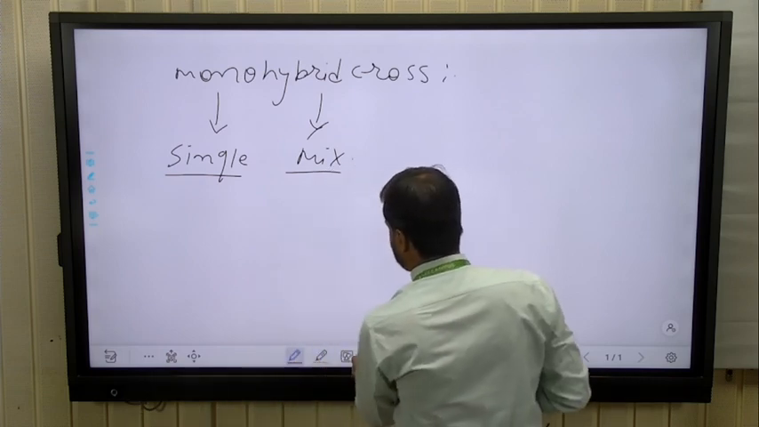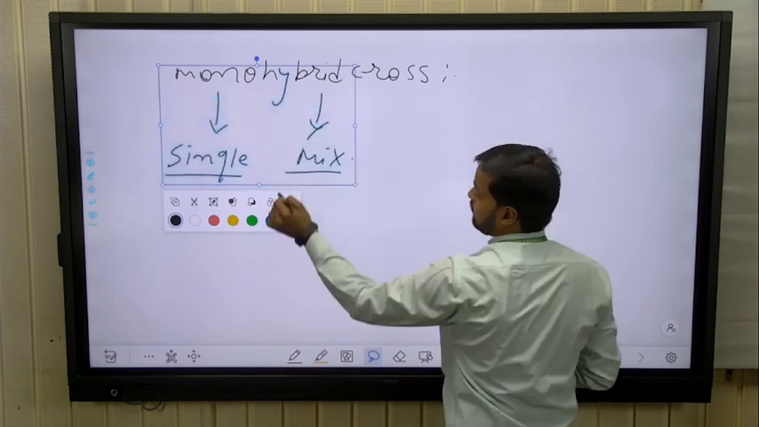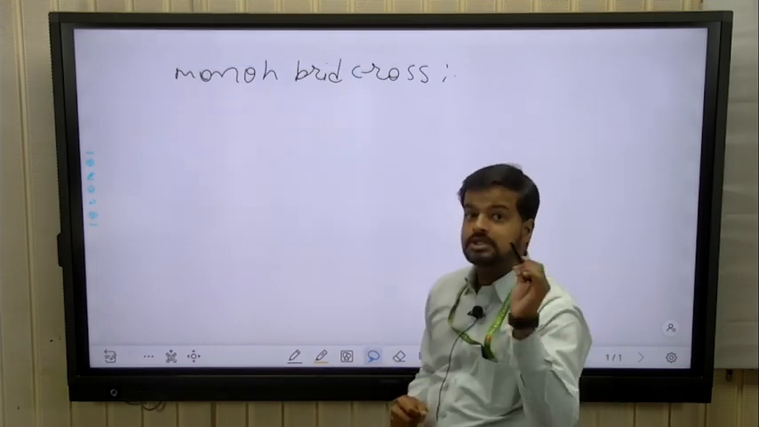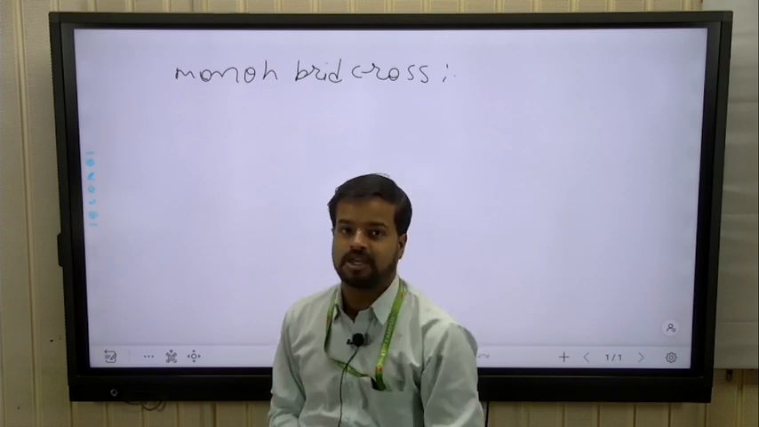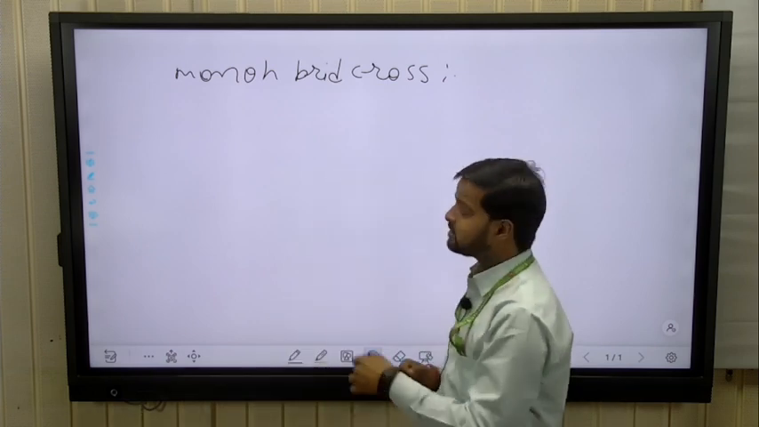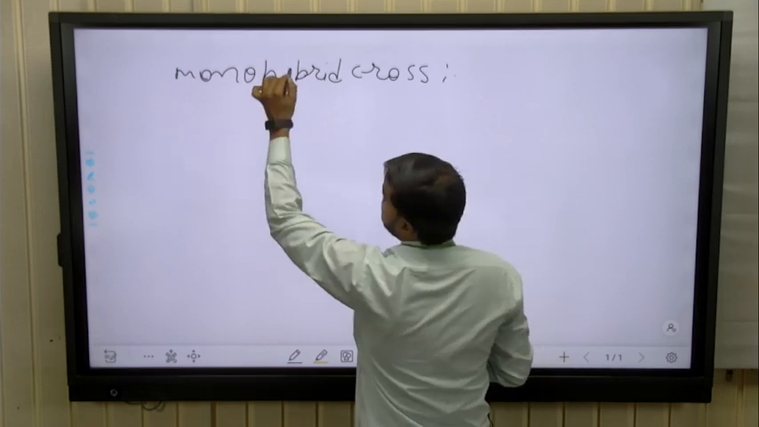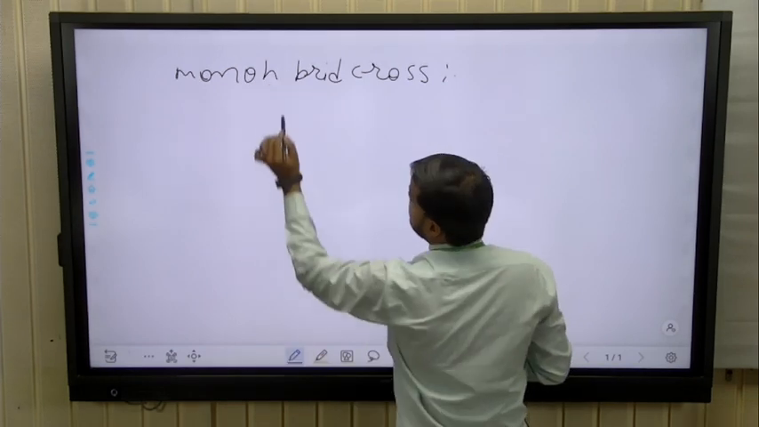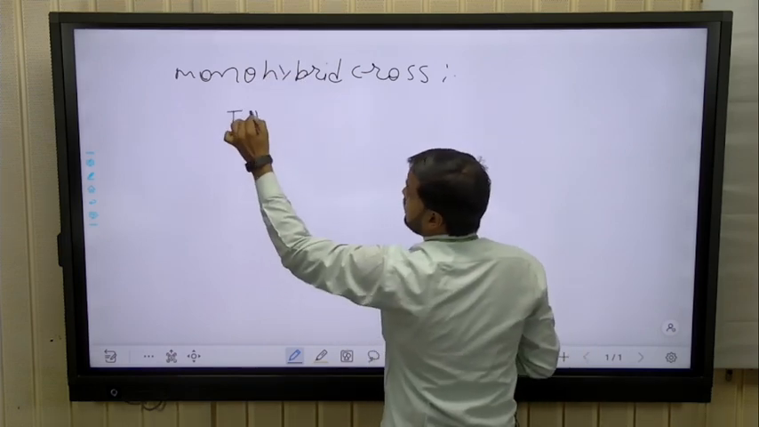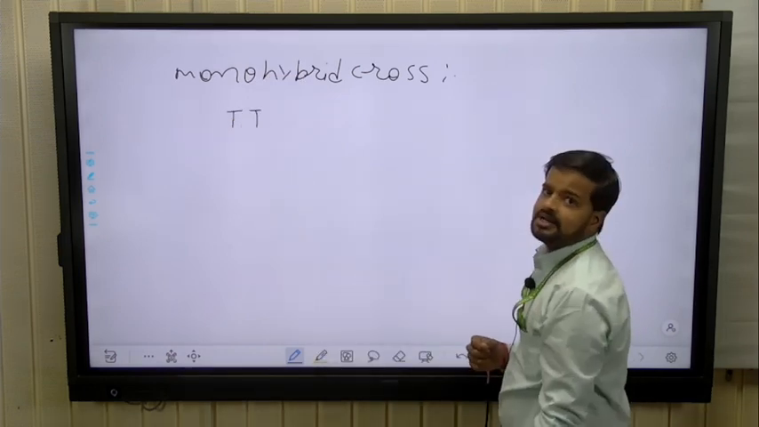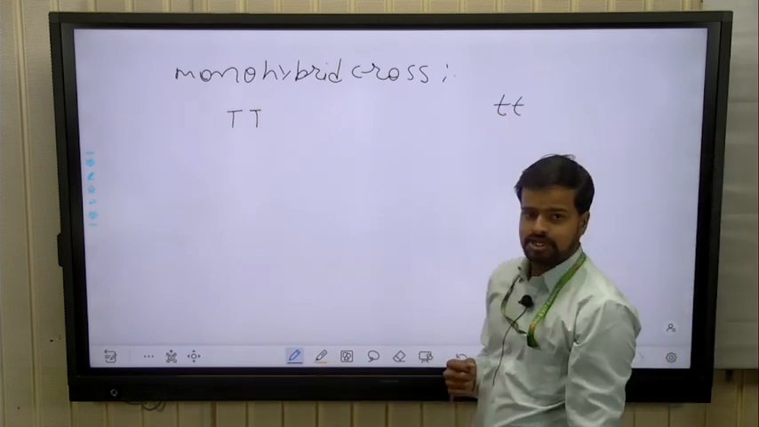Next point: how is this cross performed? It is a very interesting and easygoing set of steps. We elaborate this. First of all, we write the genetic composition capital T. Then after we draw it, another genetic composition is small t.